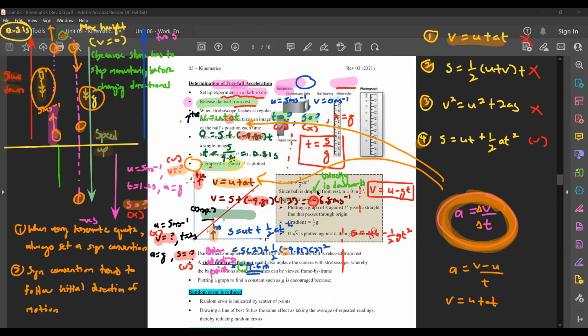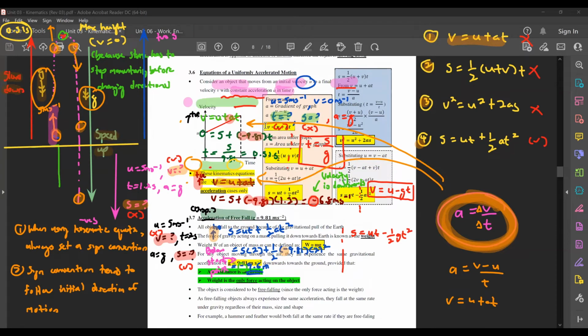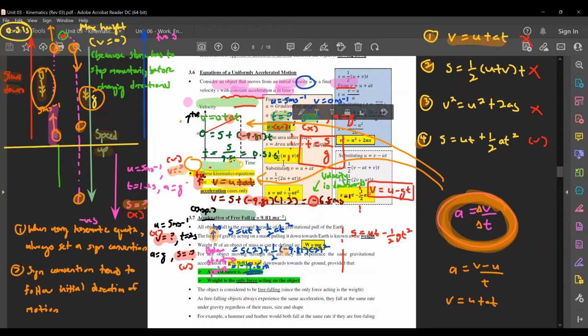the diagram that I mentioned to you, this one here, you keep changing what you substitute into the subsequent equations. That's how you got the different equations. And this V equals U plus AT actually came from the definition of acceleration itself.